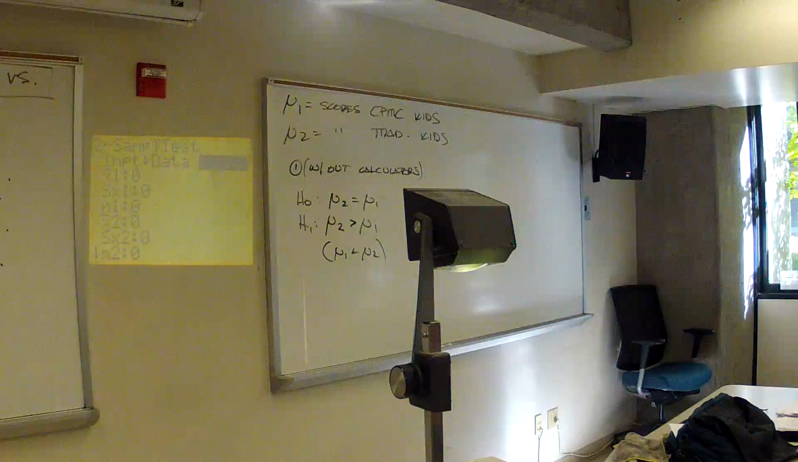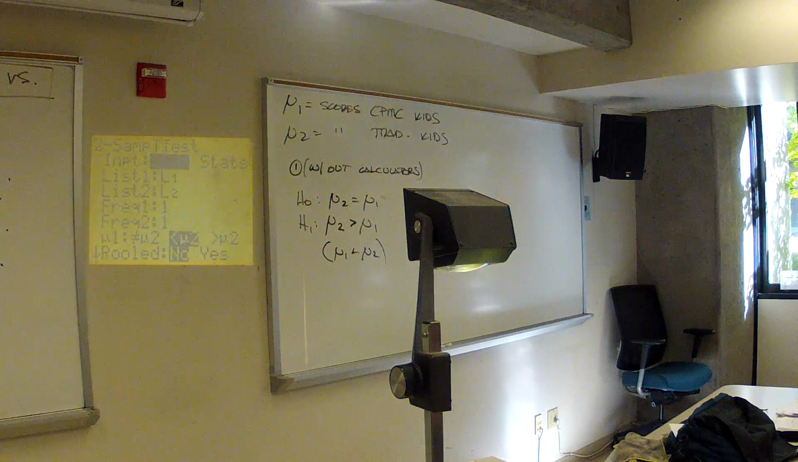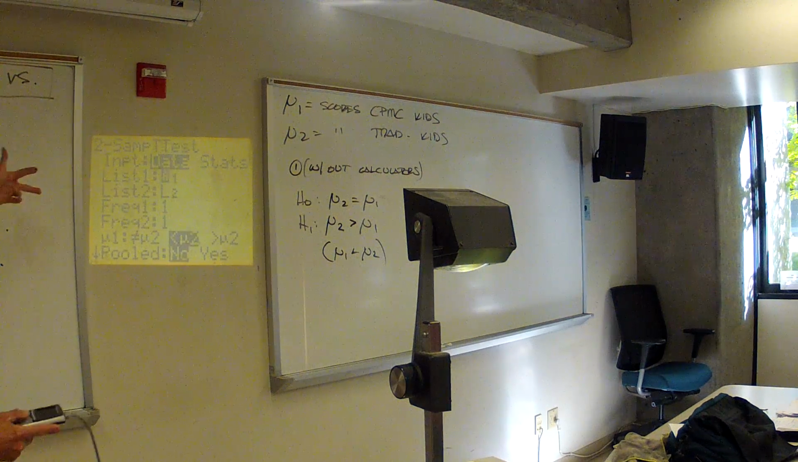2-SampTTest. We have data this time, which makes the screen significantly smaller because you don't have to give summary statistics. All you've got to do is make sure you fill in the screen properly. So, what do you think goes into List 1? L1, definitely. I can't stand that the TI does this. It calls it Xlist sometimes, and here it calls it List 1 and List 2.